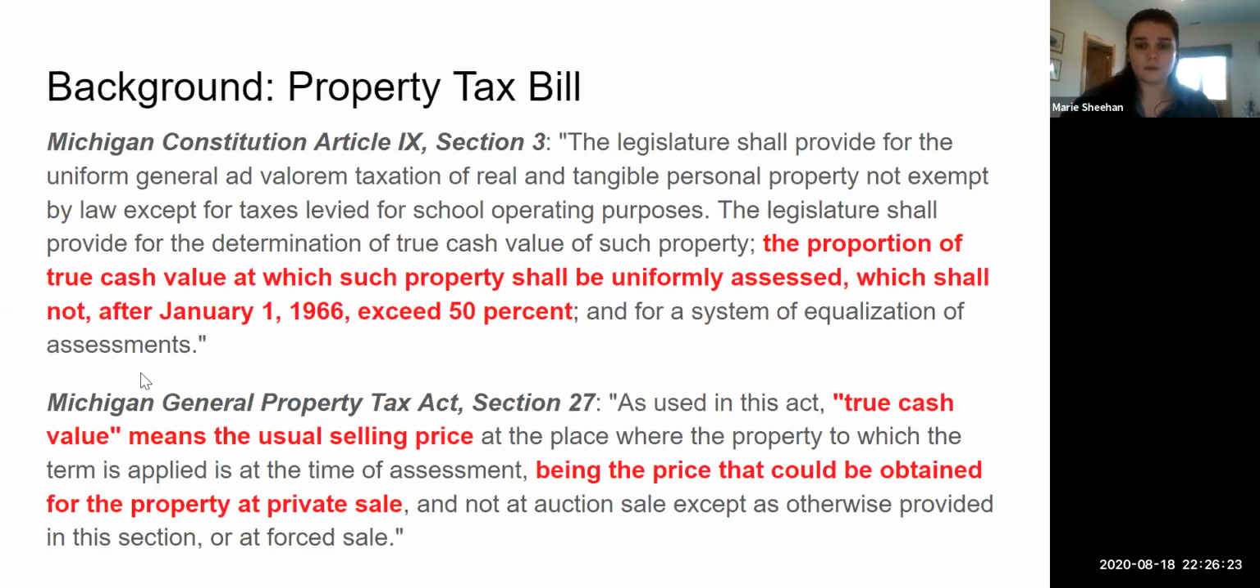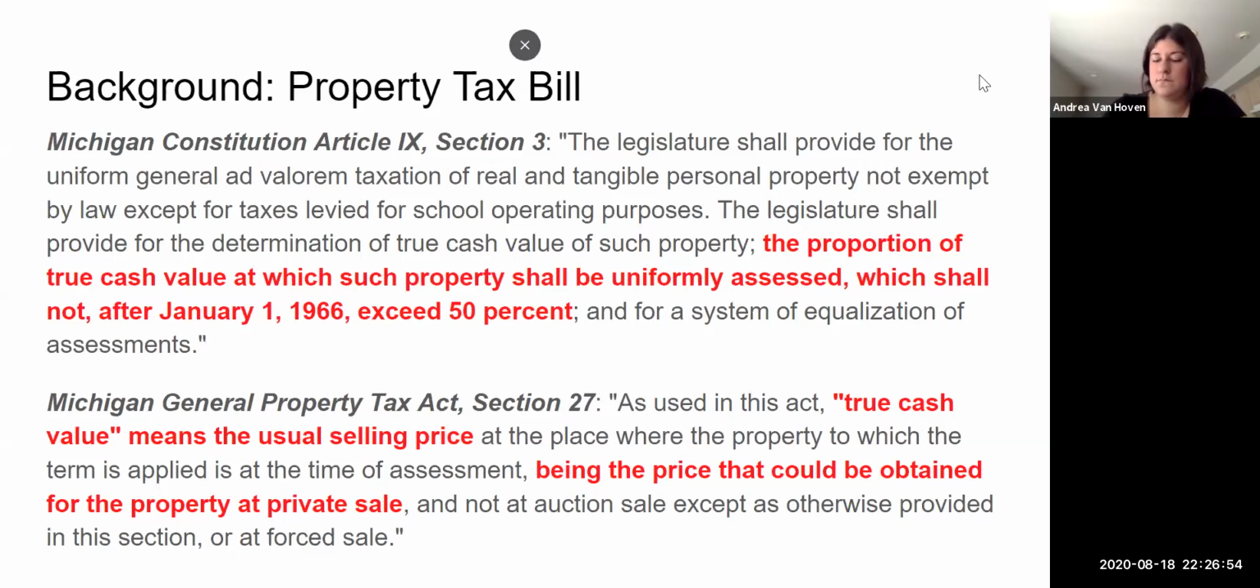So this first provision at the top of the slide is Section 3 of Article 9 of the Michigan Constitution, and this says that a property is supposed to be assessed at 50% of its true cash value. And the Michigan legislature and the courts have defined true cash value to be the market value of the property, meaning like the selling price, what you could get between a willing seller and a willing buyer for the property.